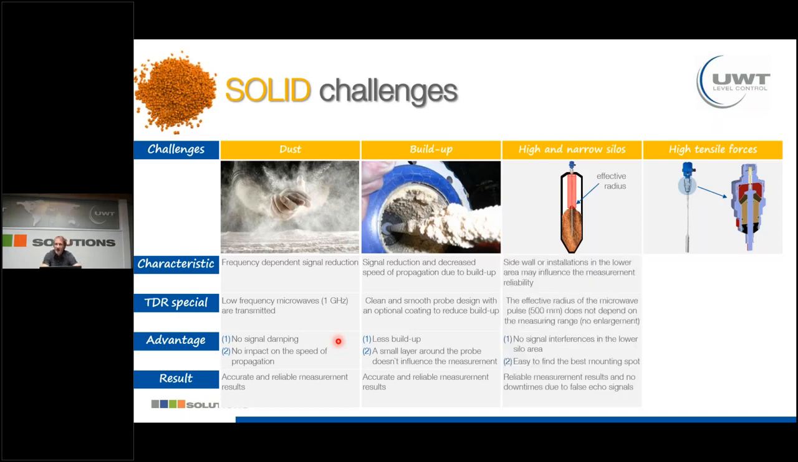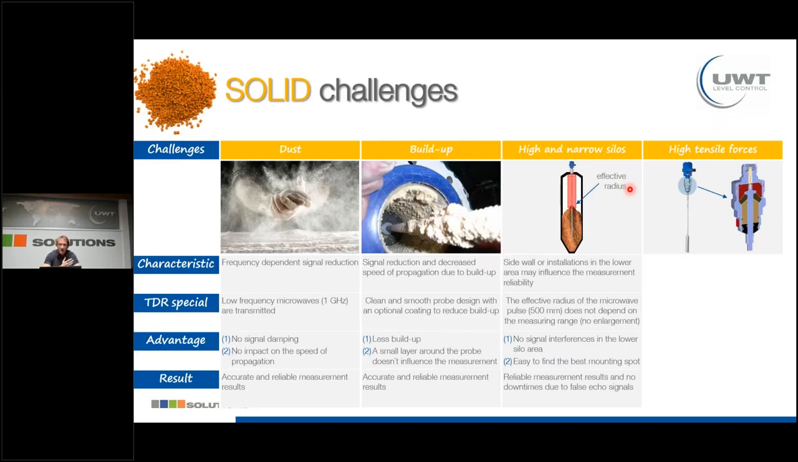High and narrow silos. So what is the advantage of TDR sensors here? The advantage is that we always know the effective radius, or where the energy spreads. This is always in this area of the effective radius, always around 500 millimeters around the probe, and this pulse does not enlarge. When we think of non-contact radar sensors, they send out the energy with a certain beam angle, and this beam angle increases the higher the silo is.